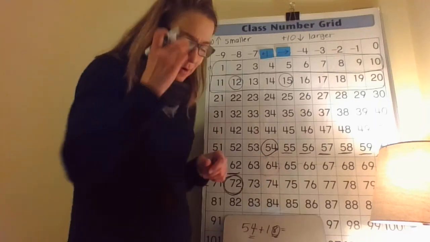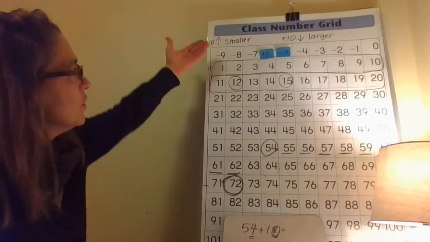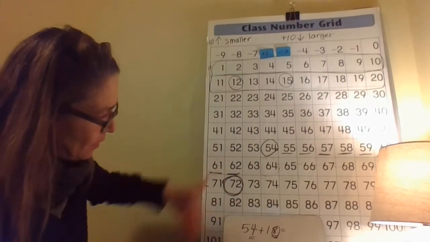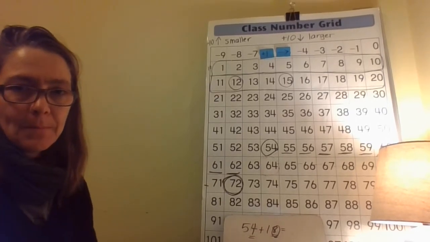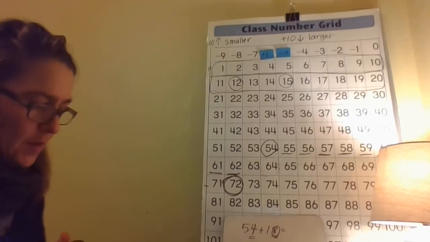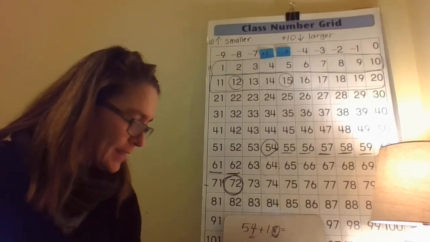We are trying to be more efficient, and we know that if we go down one row, it increases by 1 whole 10, no matter where you are on the number grid. Okay, so that's it for today's lesson.